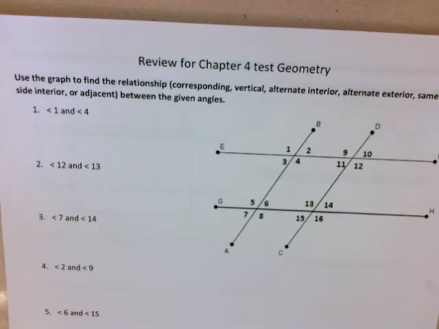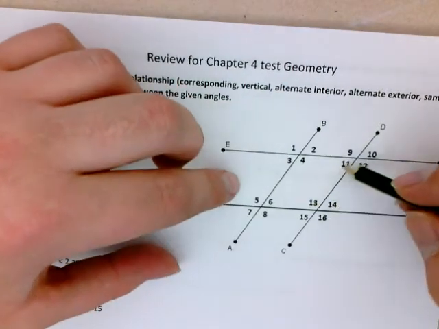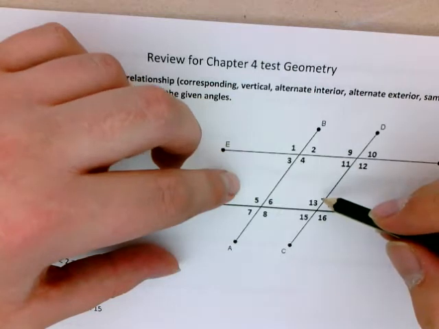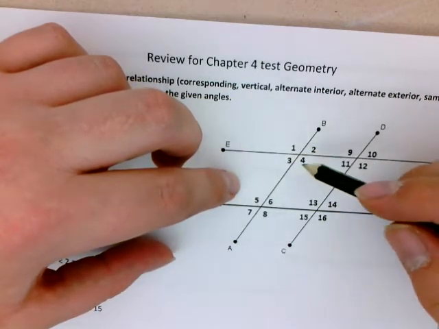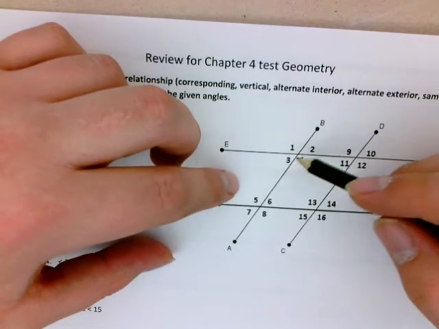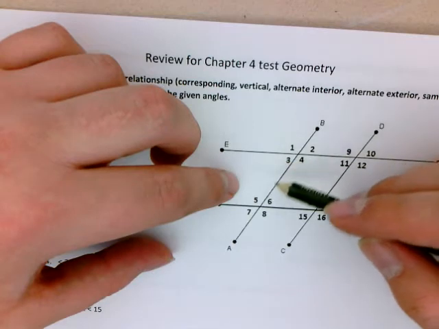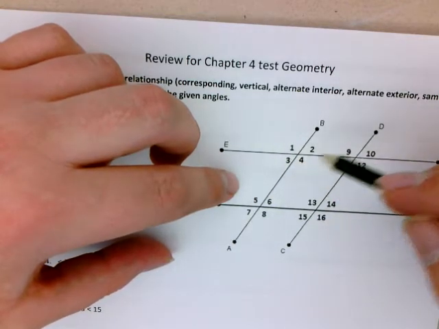They're corresponding. Alright, remember corresponding means same position. Okay, so like 9 and 13 are in the same position in their groups. Then you have vertical, which means diagonal from. Alright, but they're only diagonal from when they're in their own groups. So like 3 and 6, yes, they're diagonal from each other, but they're not in the same group. So like 3 and 2 would be vertical angles.